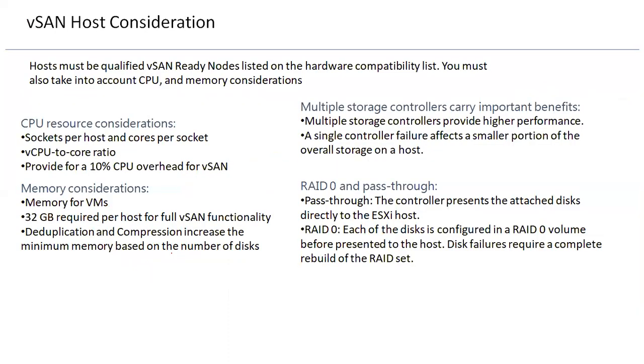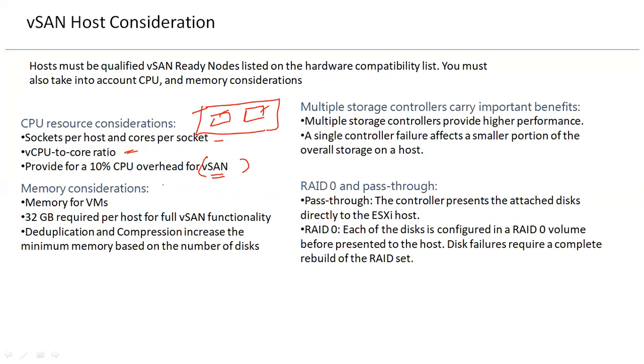Moving forward, the vSAN host considerations: what are the things to consider while we are choosing the vSAN host? CPU resource consideration, sockets per host, cores per socket. We always prefer to keep at least a dual-core CPU. A socket should have at least dual core, that's a mandatory requirement, or you can have a multi-socket environment. So we have to consider the CPU to physical core ratio properly and provide at least 10% CPU overhead, which we consider for the vSAN functionality.